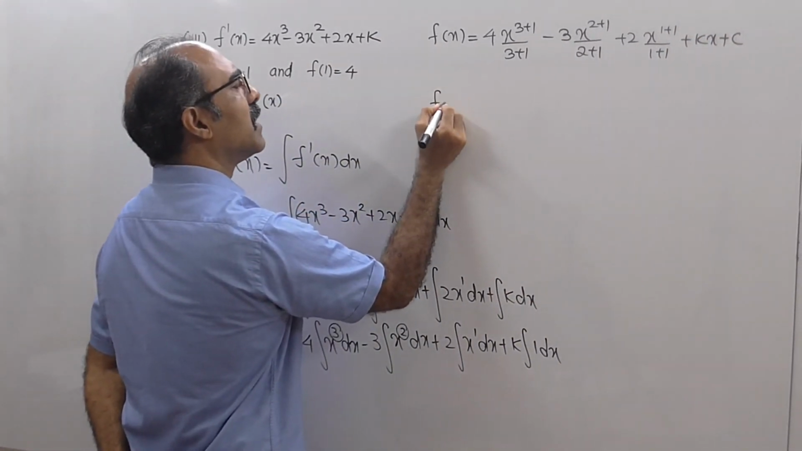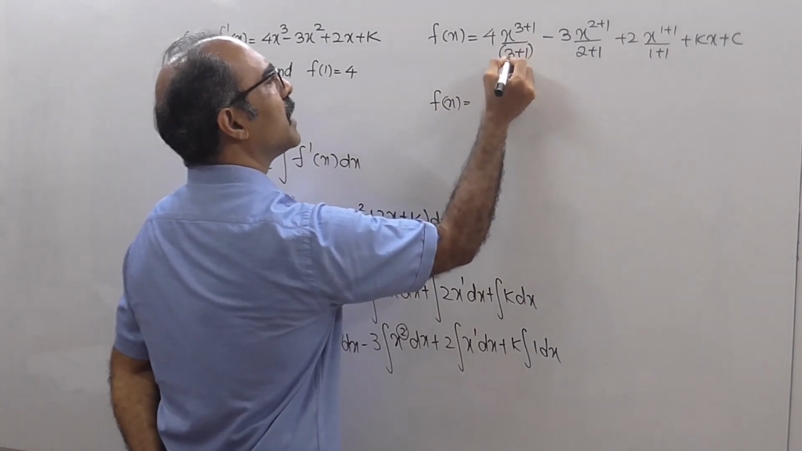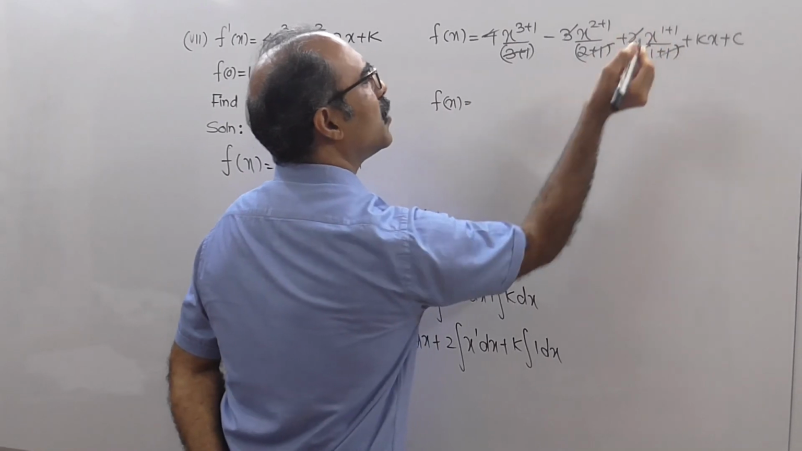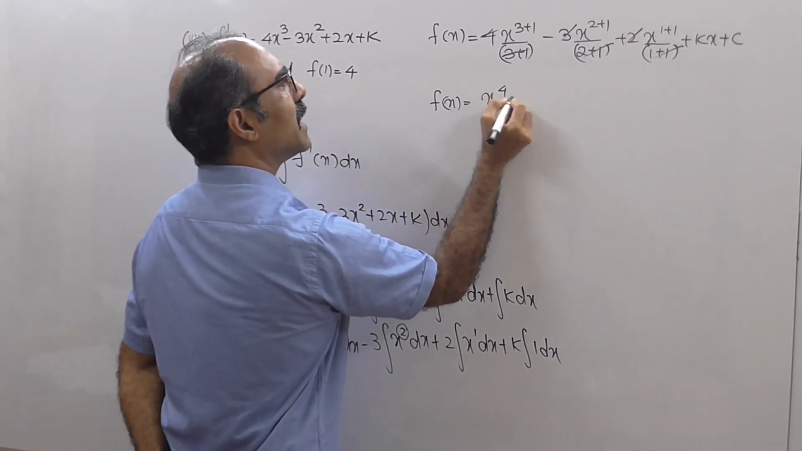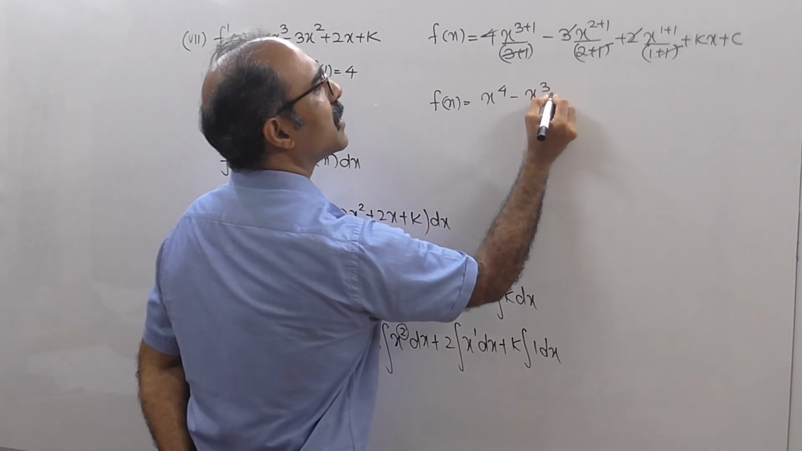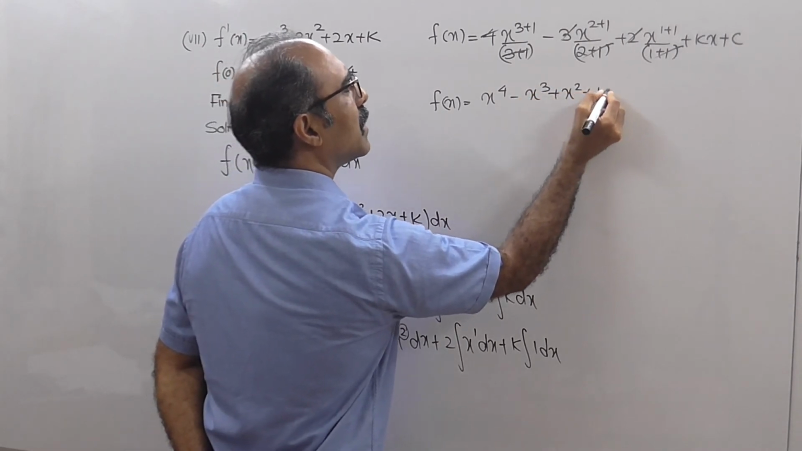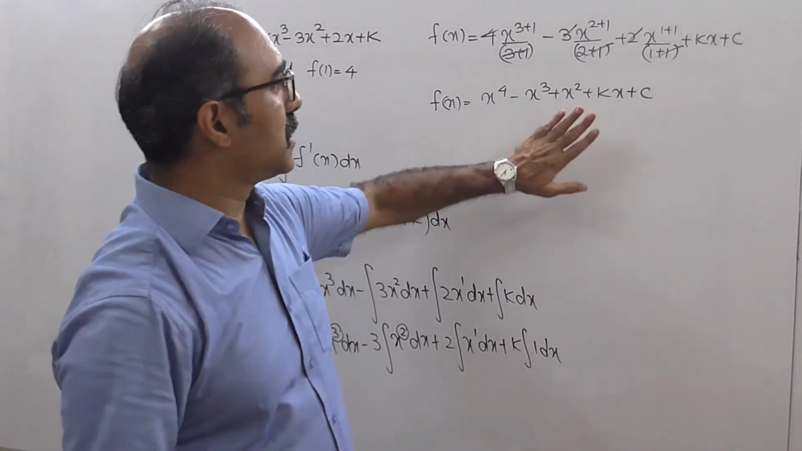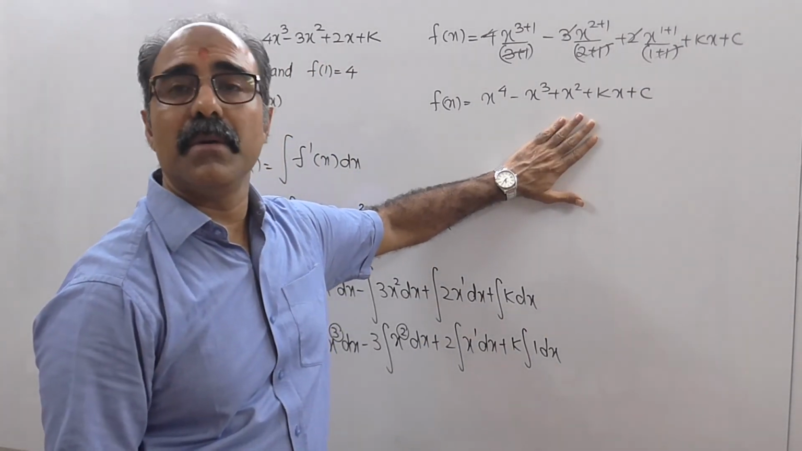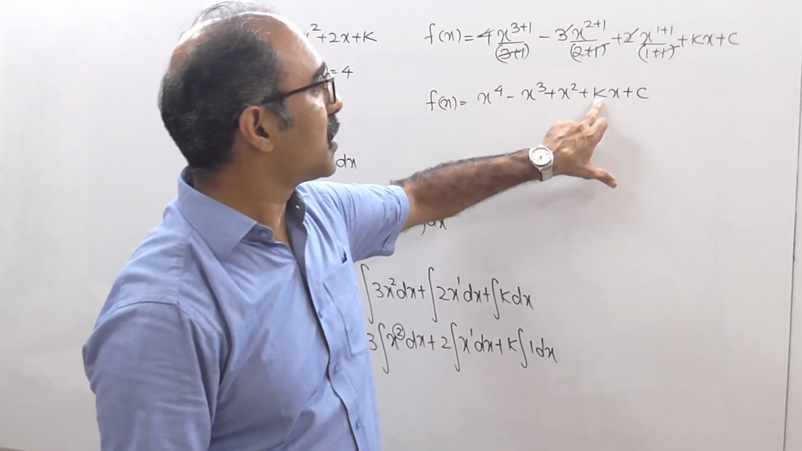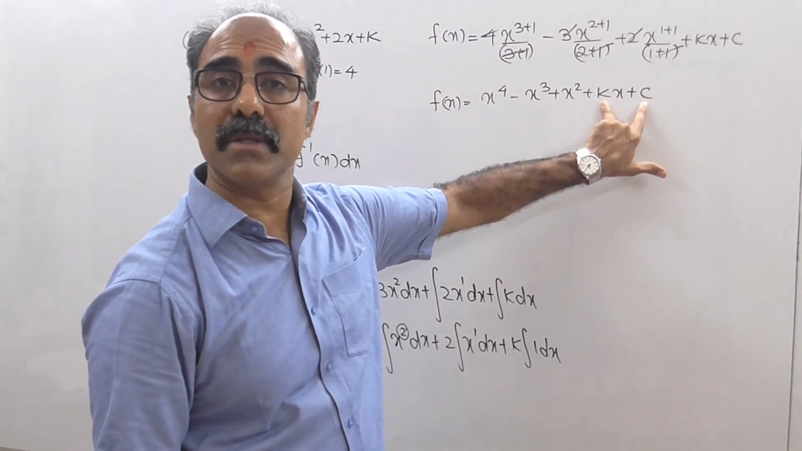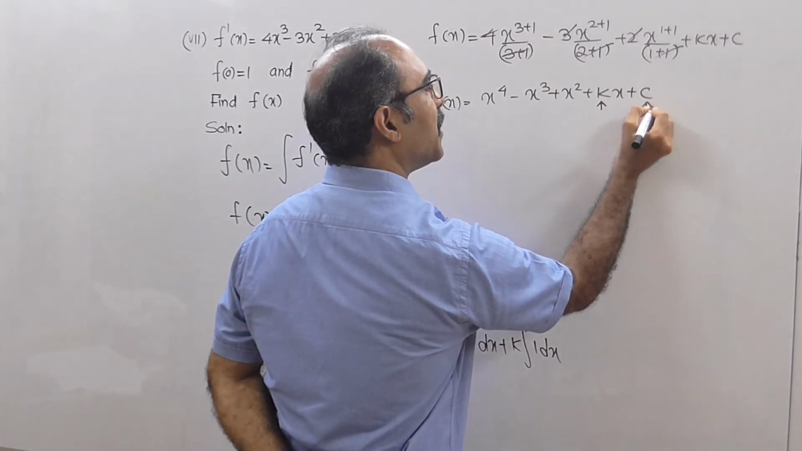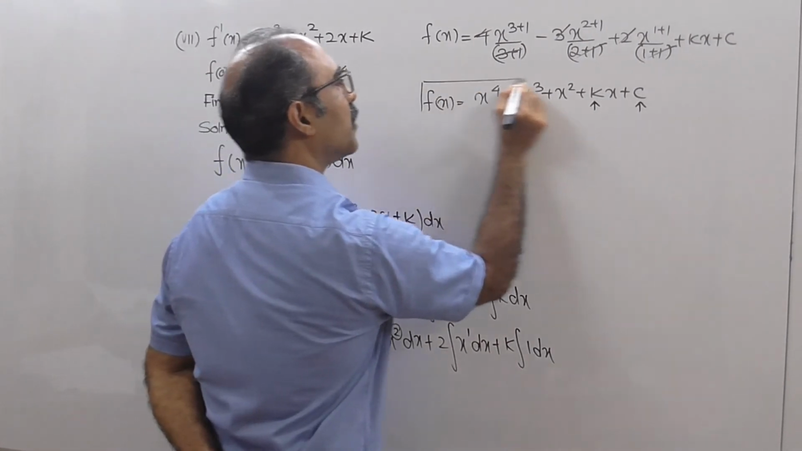So I think I get f of x equal to, this will cut, 3 plus 1 is 4. I think this will also get cancelled. 1 plus 1 is 2, which will also go. So I get this as x raised to 4 minus x cube plus x square plus kx plus c. Now this is the answer for f of x. But the basic problem is you are not supposed to have any undefined constants in the answer. So your prime target will be to find the value of k and the value of c. Okay, so I'll put it in a box.